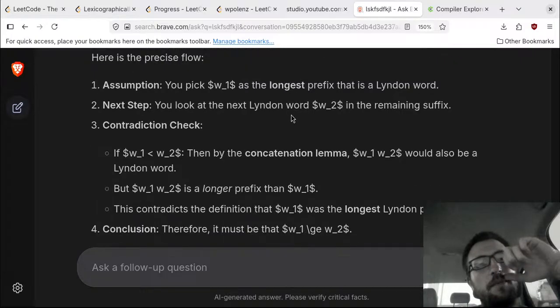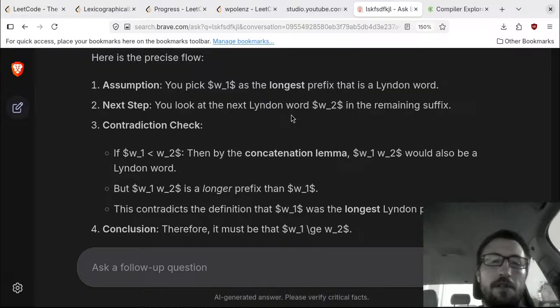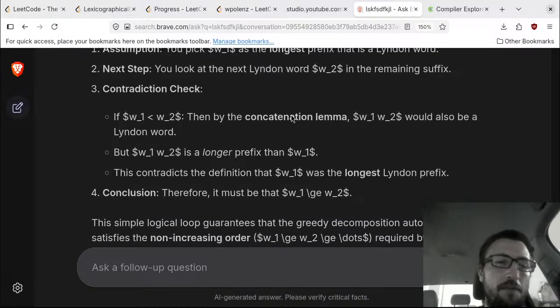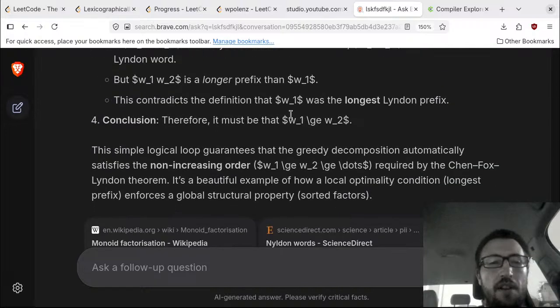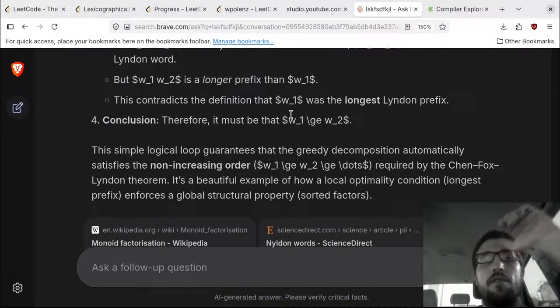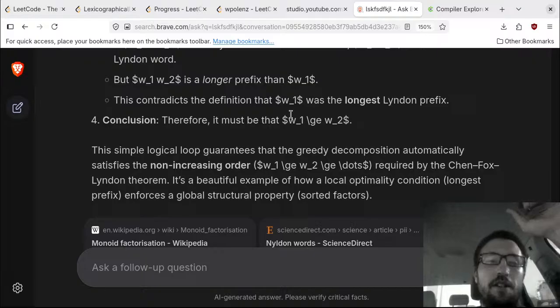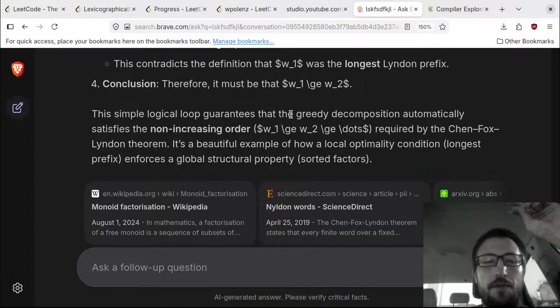word, but W sub 1 W sub 2 is a longer prefix than W sub 1. This contradicts the definition that W sub 1 was the longest prefix. Therefore, it must be that W sub 1 is greater than or equal to W sub 2. Simple logical loop guarantees that the greedy decomposition automatically satisfies the non-increasing order required by the Chen-Fox-Lyndon theorem. It's a beautiful example of how a local optimality condition, longest prefix, enforces a global structural property, sorted factors.